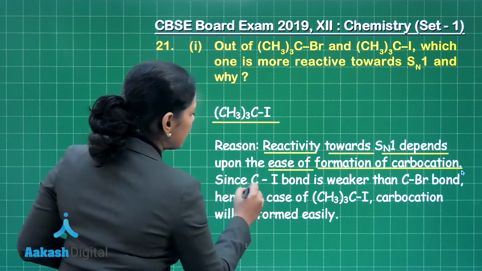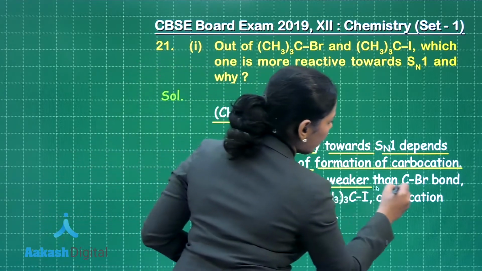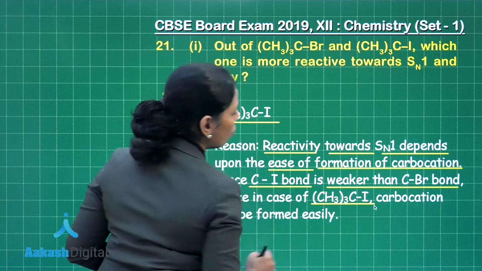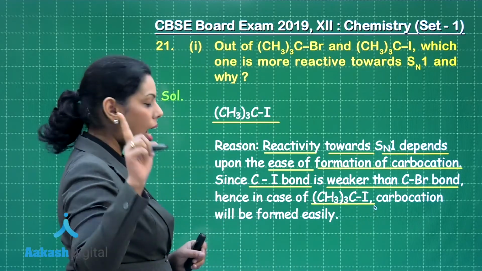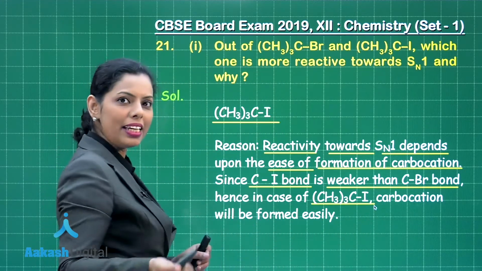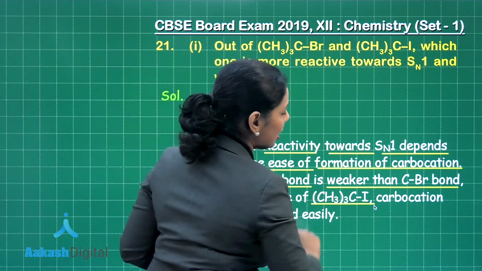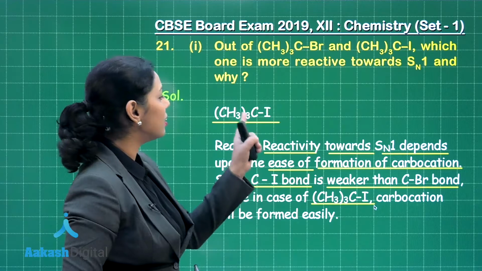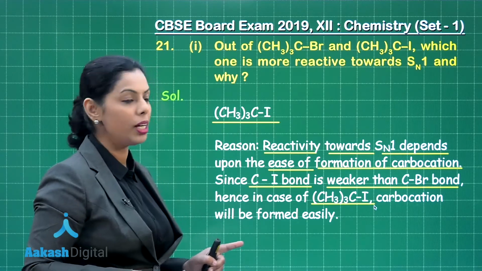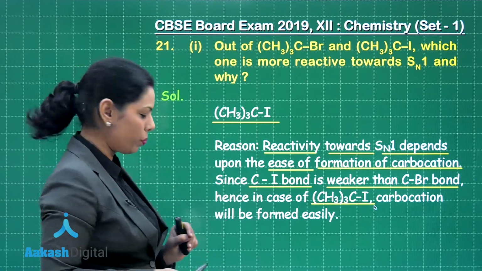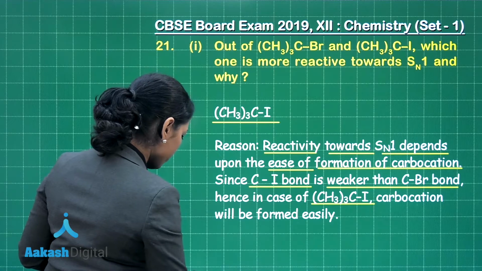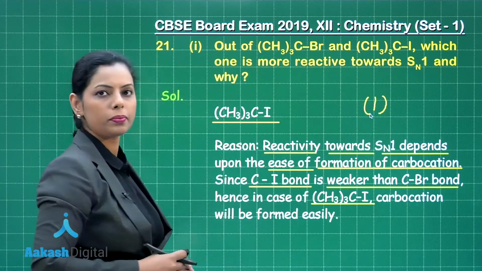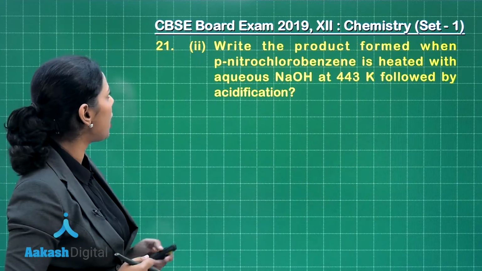Further, since the C–I bond is weaker than the C–Br bond, in case of CH3CH2CH2I the carbocation will be formed easily because this bond can easily be broken, and the carbocation can be formed more easily. That's why the rate is more towards SN1 in case of this iodo compound. If you write in this manner, you will get 1 mark for this part. After that, there's the next part.